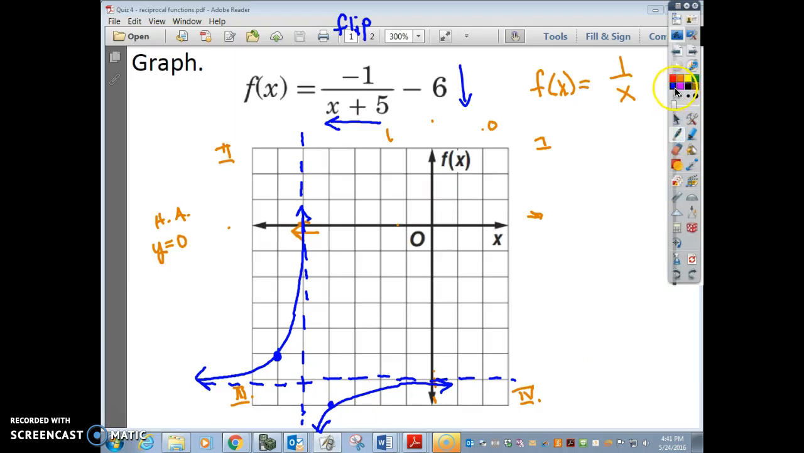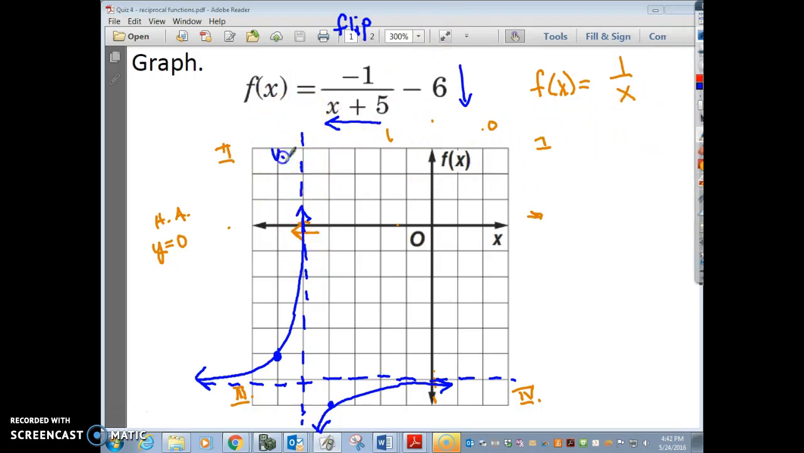Now, some things that are good to know are where the asymptotes are and the domain and range. This vertical asymptote moved, right? Now it's at x is equal to -5. This horizontal asymptote moved. Now the horizontal asymptote is where? It's at y is equal to -6, right?